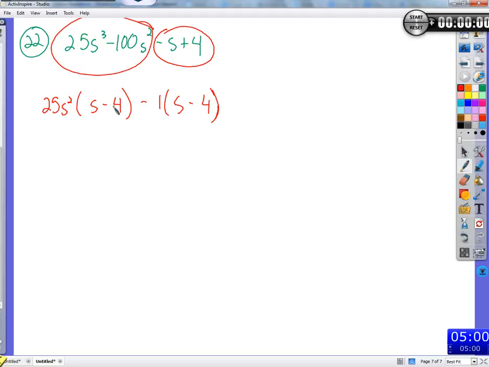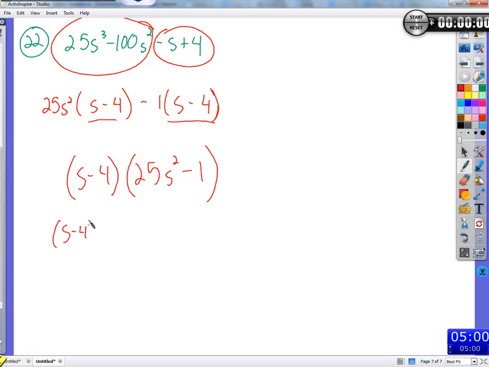Okay, so we factor out this common factor of S minus 4. We're left with 25s squared minus 1. Good job, everyone. Are we done factoring? No, sir. Why not? What is further factorable? Difference of squares. We get 5s plus 1, 5s minus 1.